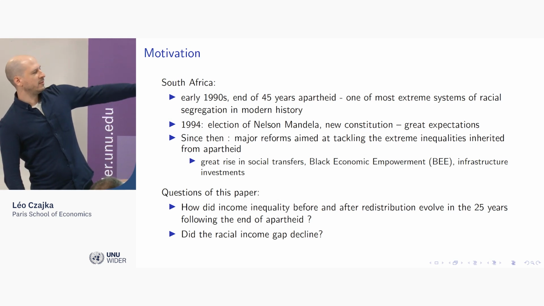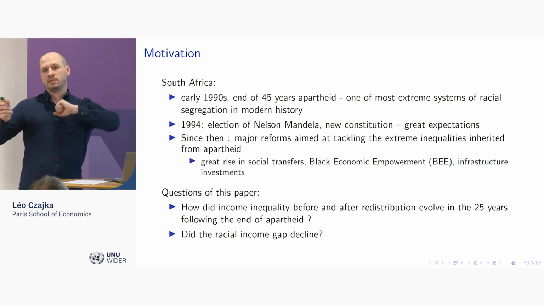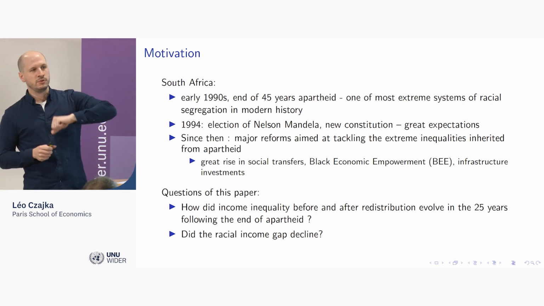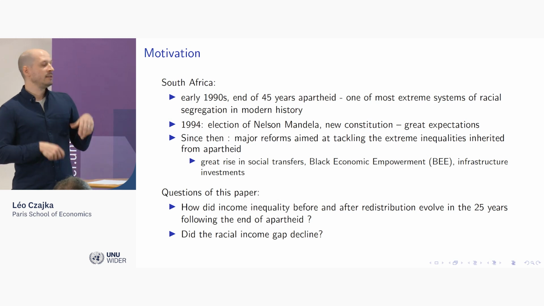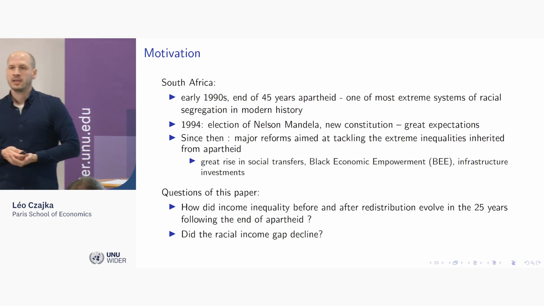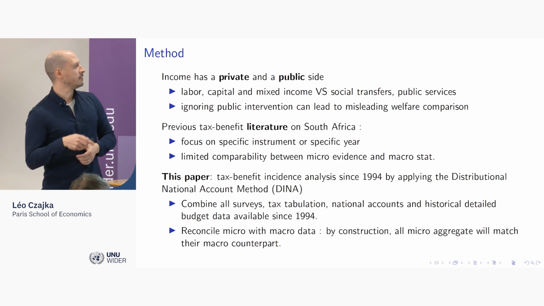So the question of this paper is, how did income inequality change before and after redistribution since 1994, since the end of apartheid? And more specifically, did the racial income gap decline?